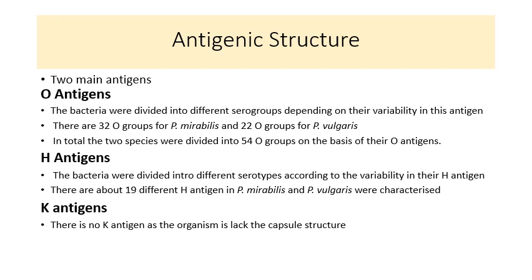There are about 19 different H antigens in Proteus mirabilis and Proteus vulgaris. While for the K antigens, as the bacteria lack a capsule, there are no K antigens and no classification of the bacteria depending on these antigens.